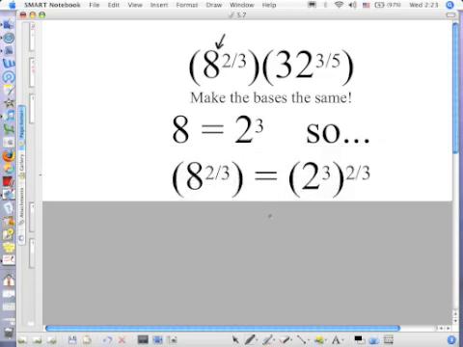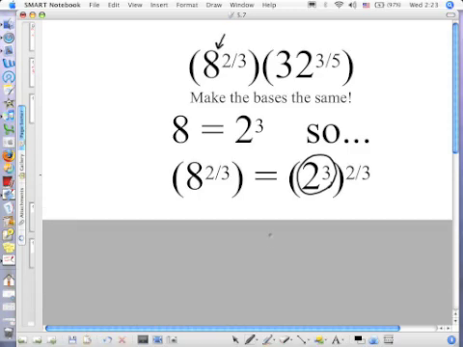Okay. So if 8 is raised to the 2/3 power, then that's the same thing as 2 cubed raised to the 2/3 power, correct? I haven't changed anything. I just rewrote it a different way. Now, what happens with 32, raised to the 3/5?